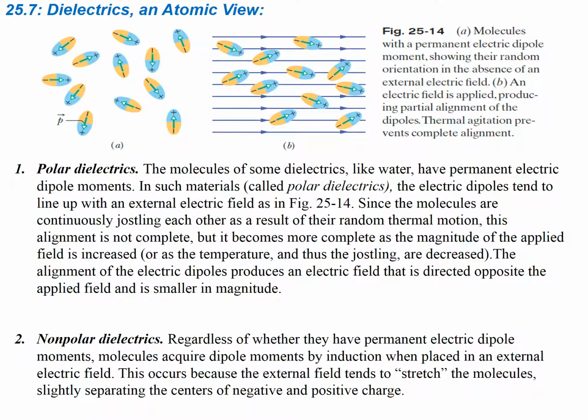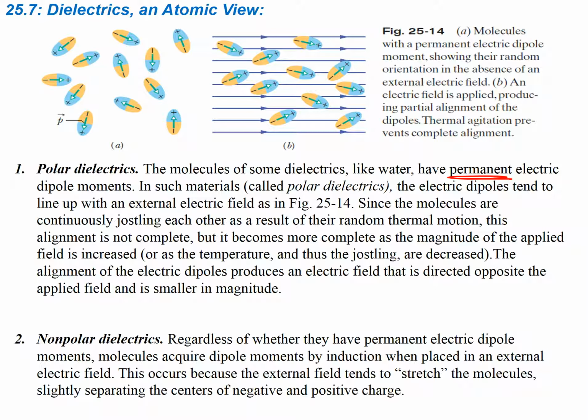So there's two different types of dielectrics. There's polar dielectrics, where the molecules of some dielectrics, like water, have permanent electric dipole moments. These permanent dipole moments are created by the geometry of the atoms in the molecules. So in such materials, called polar dielectrics, the electric dipoles tend to line up with an external electric field. Since the molecules are continuously jostling each other as a result of their random thermal motion, this alignment is not complete, but it becomes more complete as the magnitude of the applied electric field is increased.